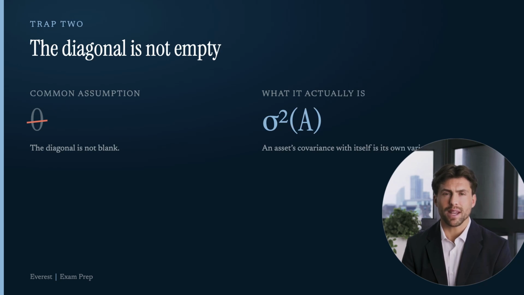Second trap. In a covariance matrix, the diagonal is not 0. An asset's covariance with itself is its own variance, a real, usually large number. Treat the diagonal as empty, and every portfolio variance you calculate will be too small.